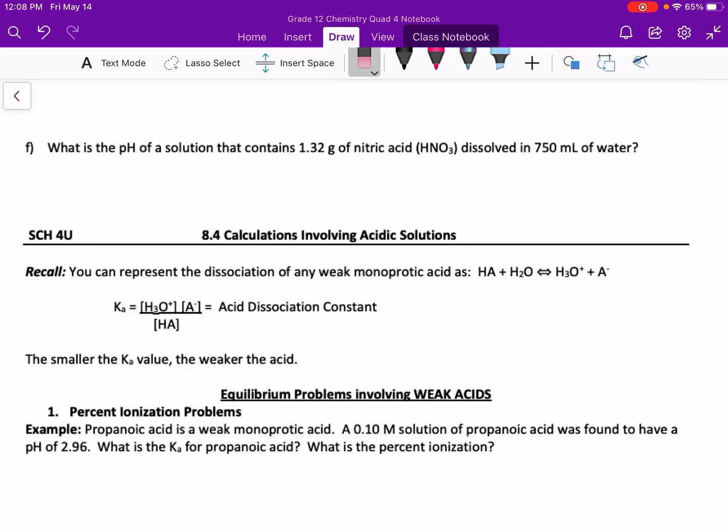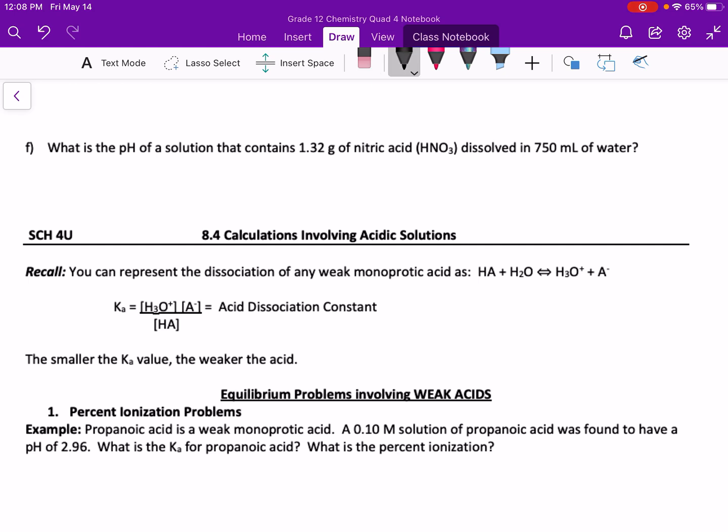In this example, we're going to work with propanoic acid, which is a weak monoprotic acid. We have a concentration of 0.1 moles per liter solution of propanoic acid, and we calculated the pH, 2.96. We want to find our acid dissociation constant, Ka, and our percent ionization.